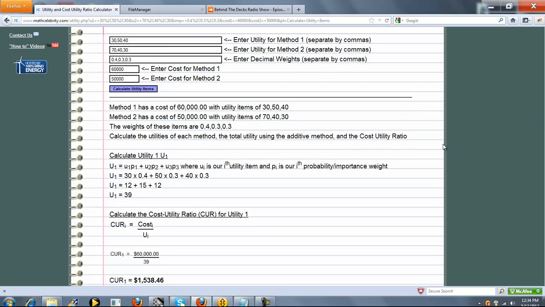So we're going to go ahead and summarize your problem here. Method 1 has a cost of $60,000 with these utility items that you entered here. Method 2 has a cost of $50,000 with these utility items, which you entered here. The utilities have these weights, and we're going to calculate the total utility and the cost utility ratio.